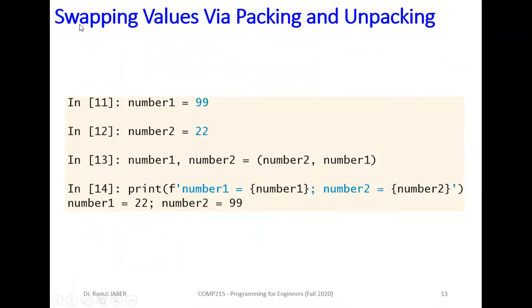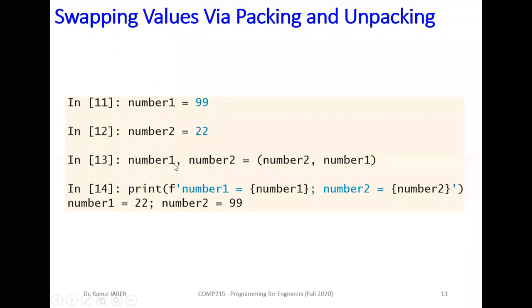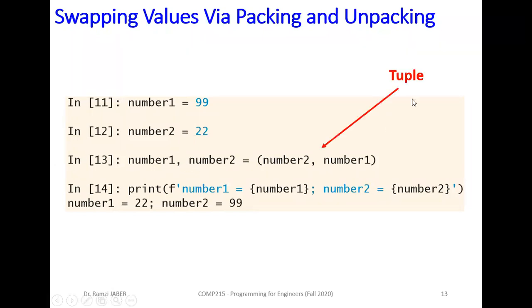We can swap values via packing and unpacking. Example: number1 = 99, number2 = 22. We can use unpacking: number1, number2 = ... this is unpacking. We put these two numbers inside a tuple or list. We can use either a tuple or a list here.